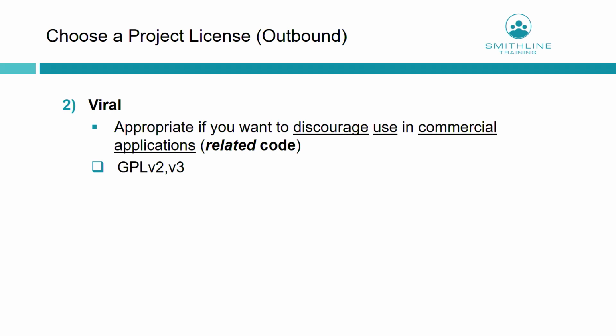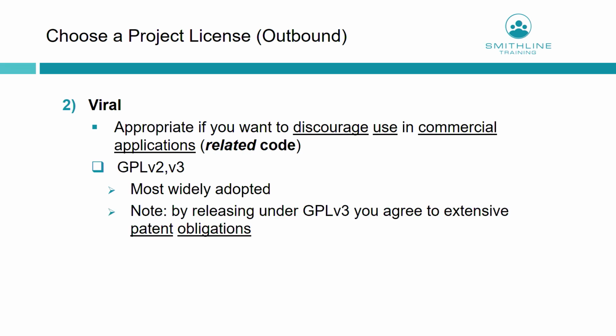A couple things to consider if you're going to use a viral license. Now, the main viral license is the GPL, and that comes in two versions, version 2 and version 3. These are by far the most widely adopted viral licenses. You are going to need to be careful, though, particularly if you choose GPL v3, because by releasing code under GPL v3, you are agreeing to a whole series of promises about your patents that you may not want to make. You're granting a patent license, but there are also some additional obligations you're entering into with respect to patent rights that you control when you release code under GPL v3.